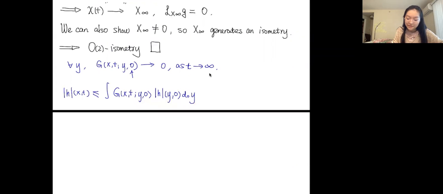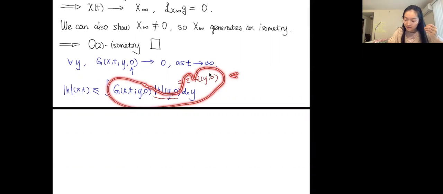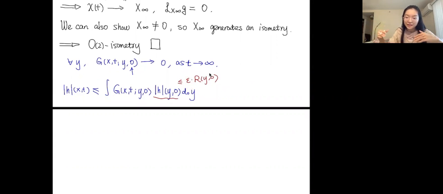Because this is less than the scalar curvature times an arbitrarily small number, just replace this by epsilon times the scalar curvature. And then the integral of this is less than or equal to epsilon times a constant, because the scalar curvature remains bounded. And now you have this constant going to 0. And so the non-compact part of this integral is also going to 0. And so this will give you this decay of H.